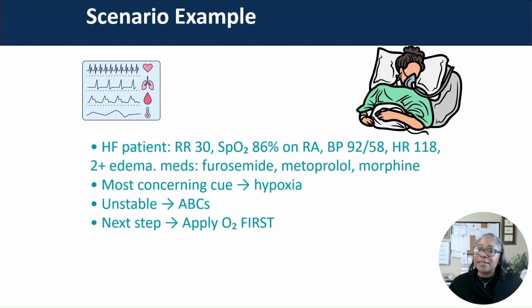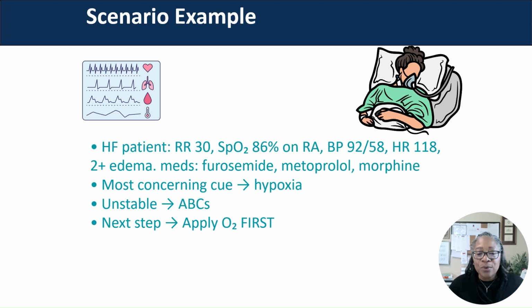Step two, is the patient stable or unstable? Well, they're unstable. They're hypoxic, they're tachypneic, and they have some borderline hypotension. Step three, what's the priority? ABCs, breathing comes first. So this patient's in respiratory distress. Number four, what's the safest immediate action?